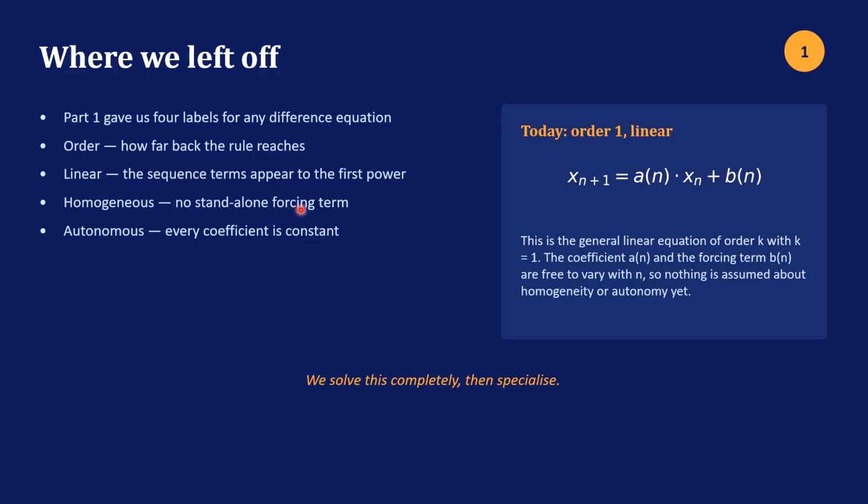Homogeneous, no standalone forcing term. Well, unless b sub n is 0, then this would be non-homogeneous. Autonomous, every coefficient is constant, so that would require this a of n to be a constant in order to be autonomous. So this is a general order 1 linear equation. It may or may not be homogeneous or autonomous based on what we just discussed. And we're going to solve this in general in this lesson.